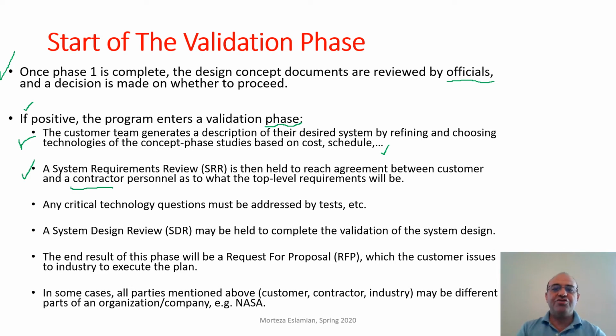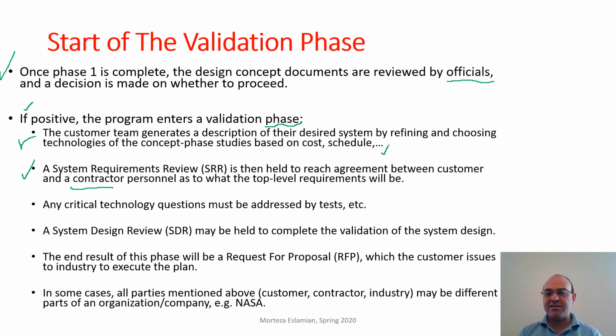So they need to basically do a system requirement review in order to define and specify the top level requirements. Top level requirement means what is essential for the mission. For instance, whether it's going to land on the moon or orbit the moon, whether the spacecraft is going to come back from the moon or we can just discard the spacecraft on the moon.